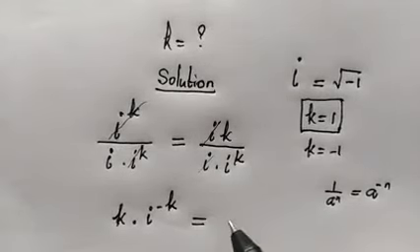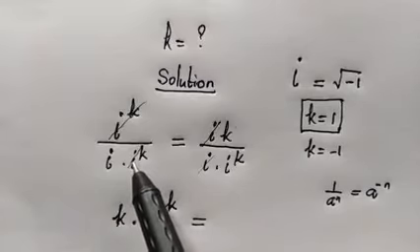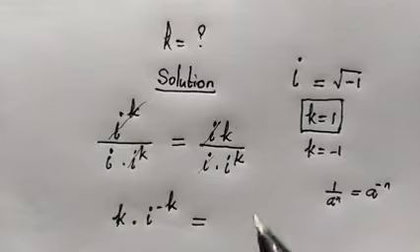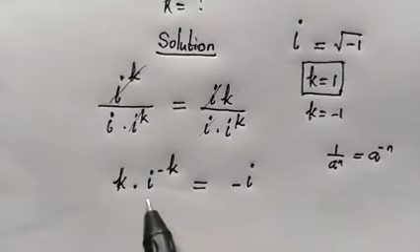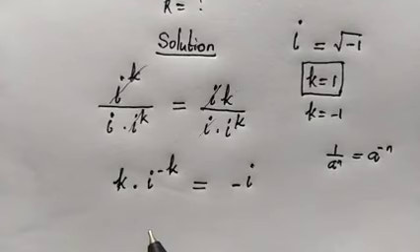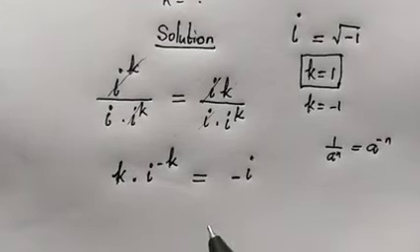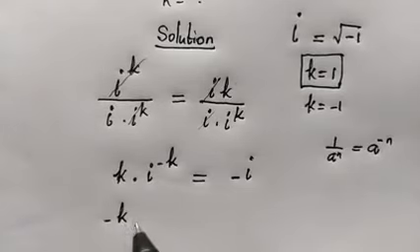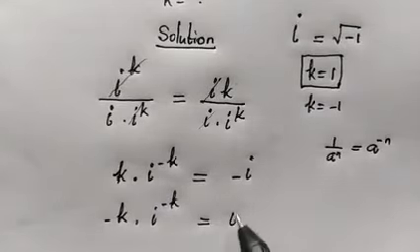So this is equal to, we have 1 over i at the left hand side. 1 over i, if you multiply the numerator and the denominator by i, you get i over i squared, which is -i. Interesting. So from here, let's multiply both sides by -1. So here we get -k times i raised to the power of -k. This is equal to a positive i.